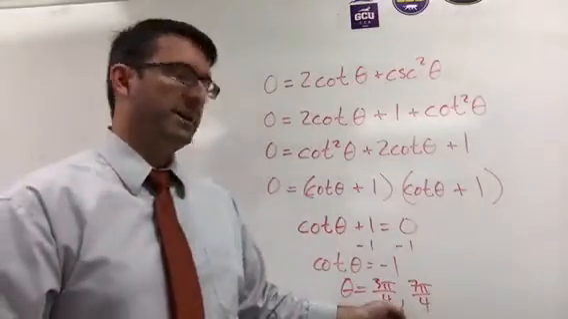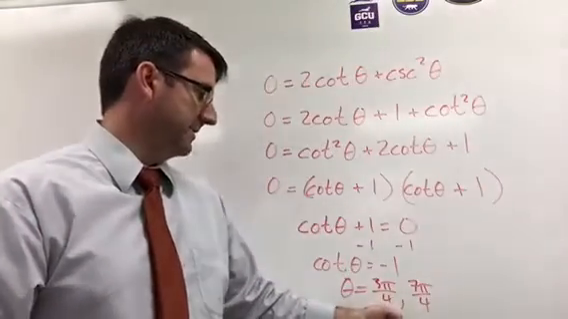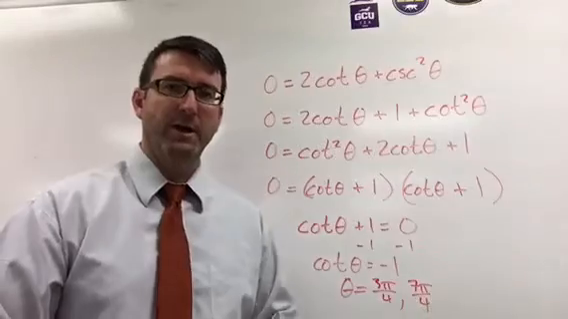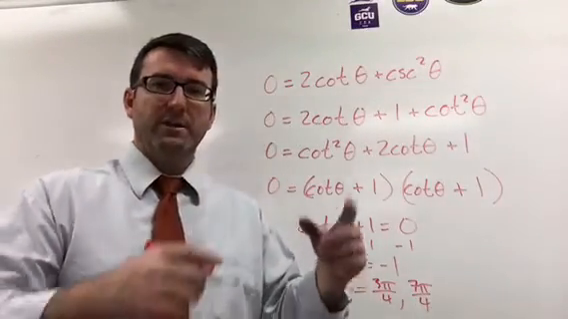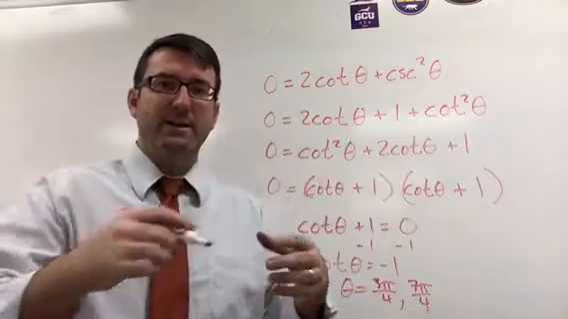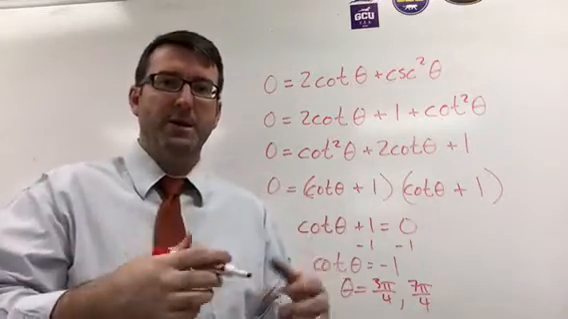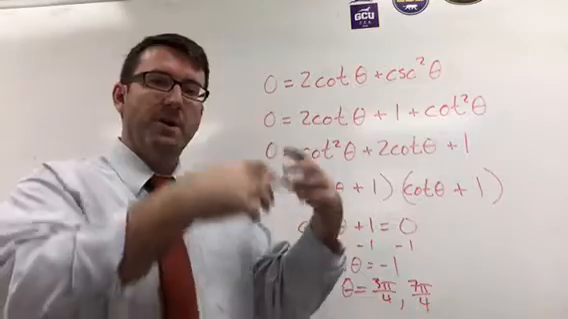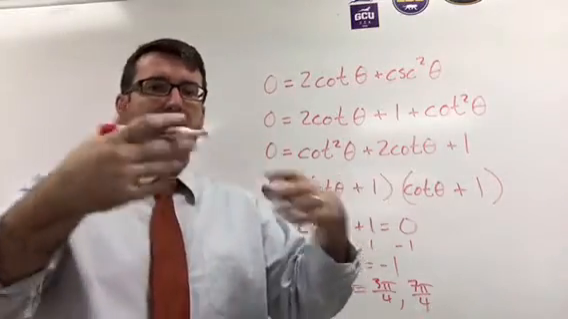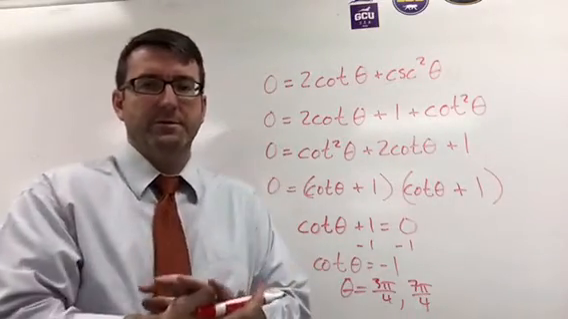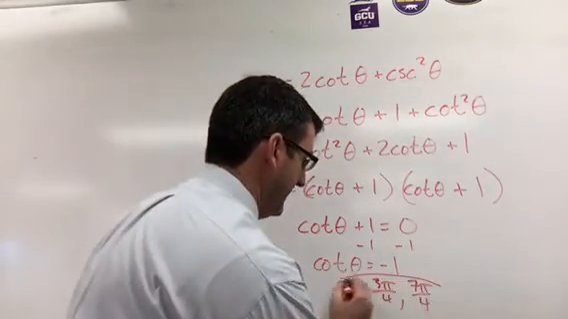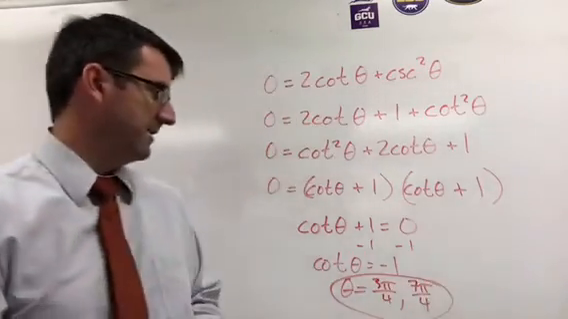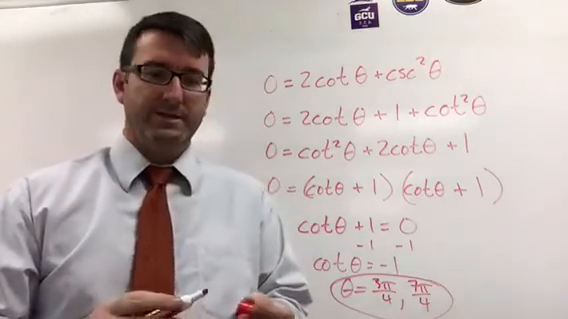Because if you look at the unit circle at 3 pi over 4 and 7 pi over 4, at both of those, the cosine and the sine are square root of 2 over 2. One's negative, one's positive. So negative square root of 2 over 2 divided by positive square root of 2 over 2 is going to give us -1. So that's where the cotangent is going to be -1, at 3 pi over 4 and at 7 pi over 4.